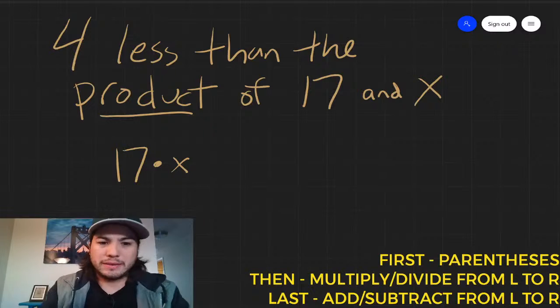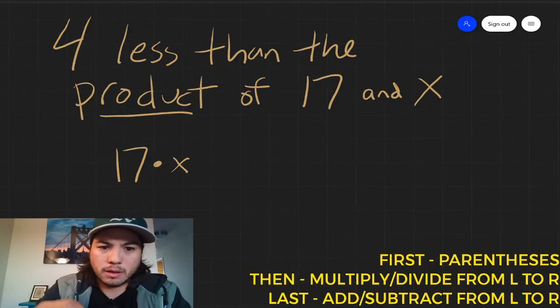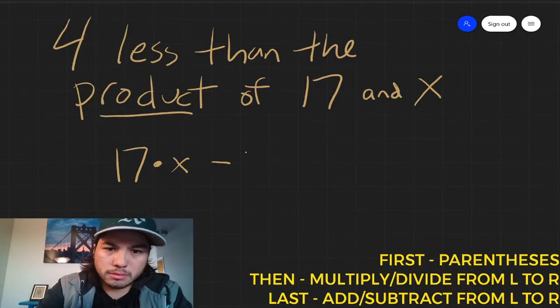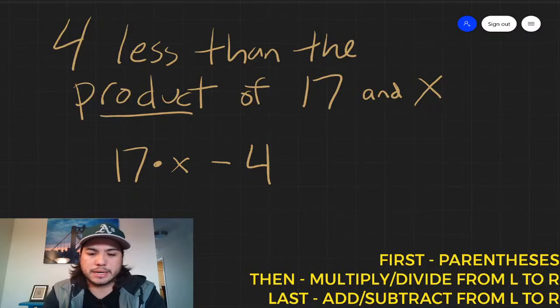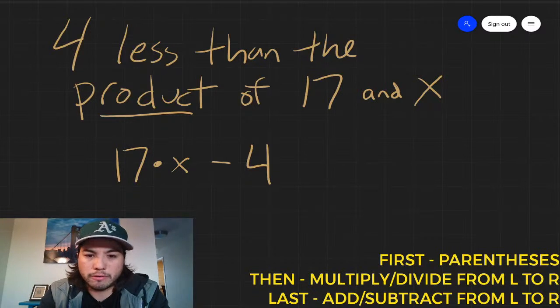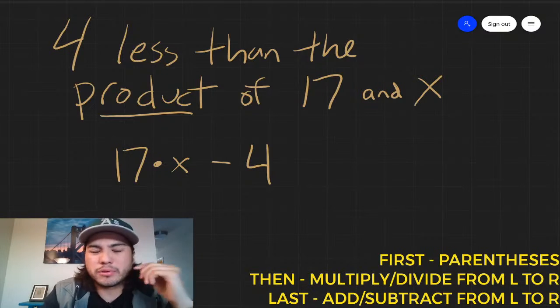Okay, so we have 17 times x minus 4, because it's 4 less than the product of 17 and x. Okay, so we have 17 times x minus 4. Do you see how we got there in terms of writing that expression? Do we need parentheses here?